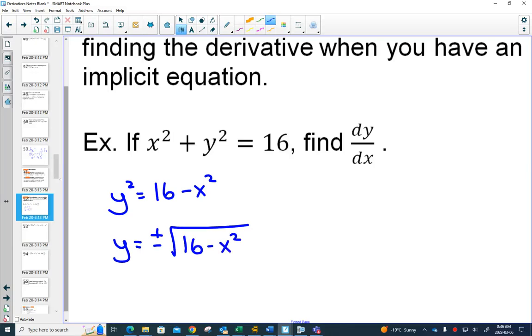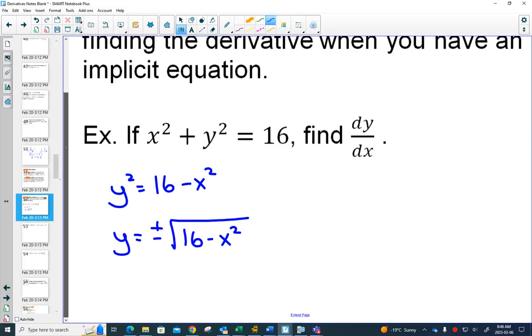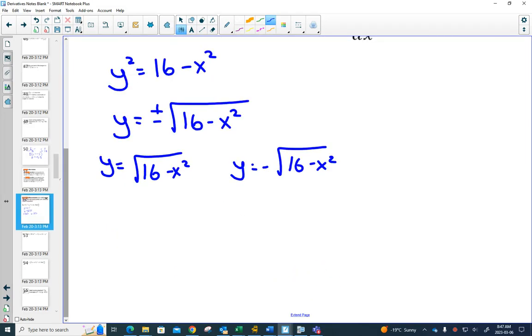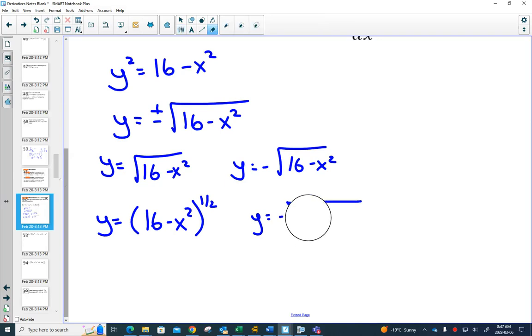And I could get y by itself with two functions. It's actually two different parts. One of them is the plus, and one of them would be with the minus in front. And if I wanted to find the derivative, I change my square roots to a half. And we could do a chain rule.